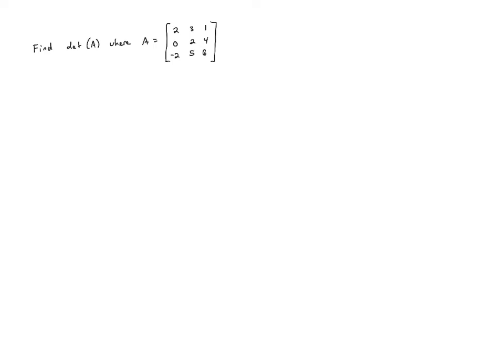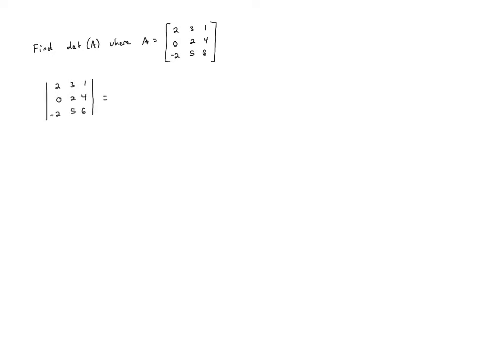Now we're going to look at how to find the determinant of a 3 by 3 matrix. I will briefly talk about larger matrices, but that's going to be something that you'll generally encounter in linear algebra. Right now, the focus is going to be on 3 by 3s. So here we want the determinant of this matrix A, and so we can write this with vertical bars and elements 2, 3, 1, 0, 2, 4, -2, 5, and 6.